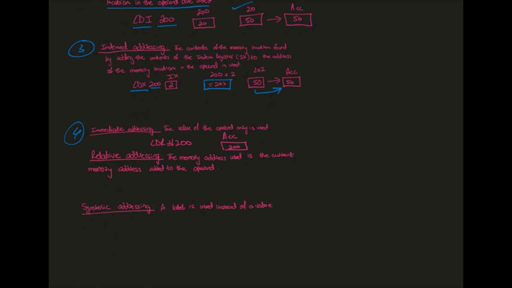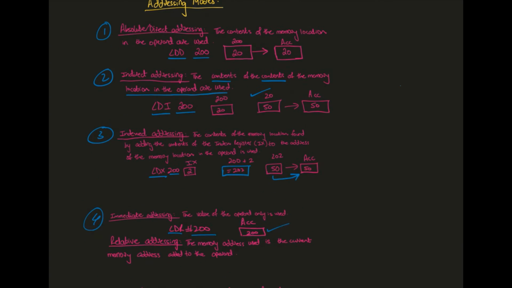Now we move on to immediate addressing. The value of the operand only is used. So here is your opcode, and there is your operand. In this case it is LDR, and there is a hash symbol and then 200. So you're loading the denary value 200 into your accumulator. So this is how immediate addressing works.